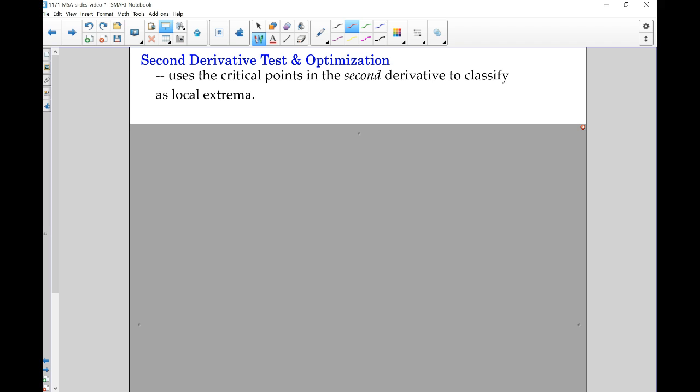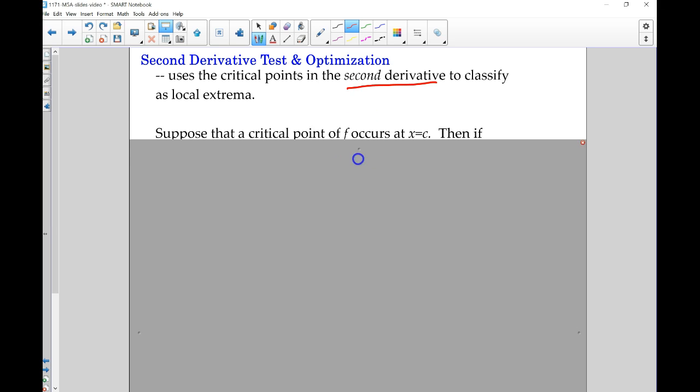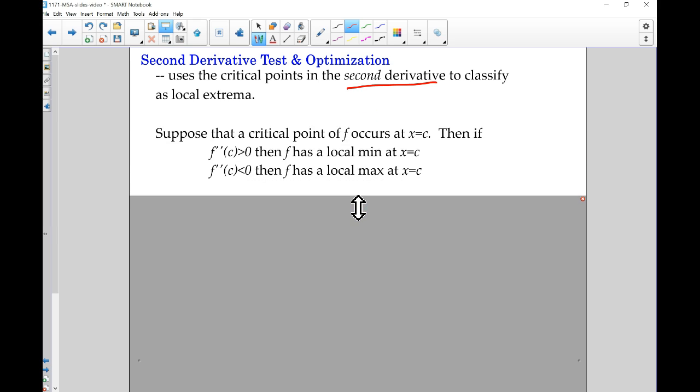Okay, second derivative test. Again, it's going to classify local extrema, but as according to the name, we're going to use the second derivative. Here's the statement of the test. We have to have a critical point of the function occurring at an x value. If the second derivative is positive at that critical number, then it has a local min. If the second derivative is negative at that critical point, then it is a local max.